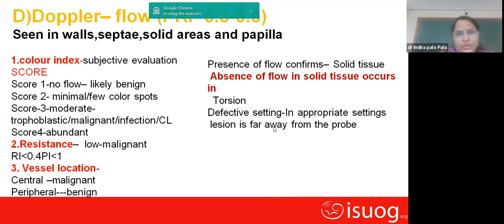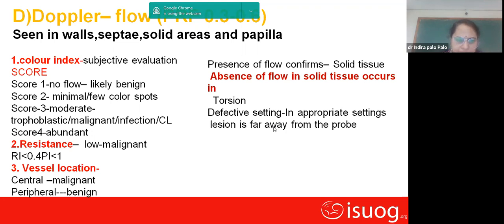is the Doppler flow. If there is a solid area, you can see Doppler on the wall of the mass, on the septae or papillae, and you can put the Doppler on it, and it has four scores. Color Doppler score 1 has no flow. If there is minimal flow, the score is 2. If there is moderate flow, the score is 3. If there is abundant flow, the score is 4. And 3 and 4 are suggestive of a malignant tumor, and 1 or 2 is benign. Apart from the color index, we can go for the RI-PI of a mass.